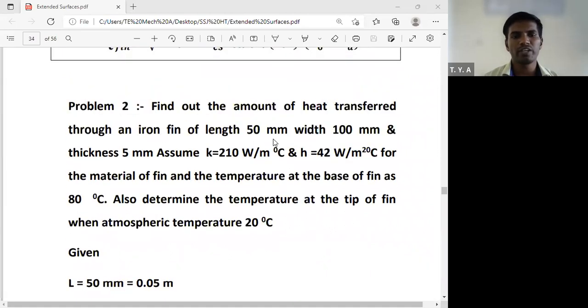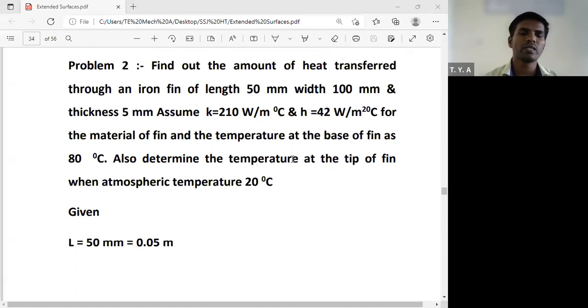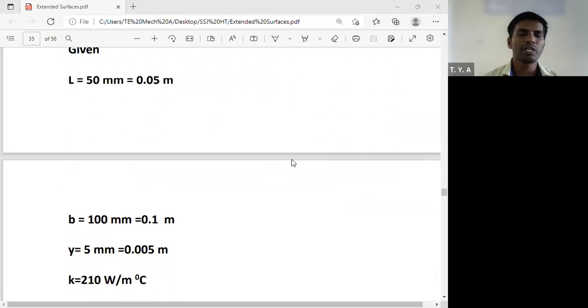So what is the length of the fin? That is capital L is equal to 50 mm. So we have to convert that mm into meter, therefore 0.05 meter. Then width is given, 100 mm, means B is given. So B is 100 mm, we have to convert into meter, that is 0.1 meter. Thickness, that is Y, is given 5 mm. So we have to convert into meter, therefore 0.005 meter.